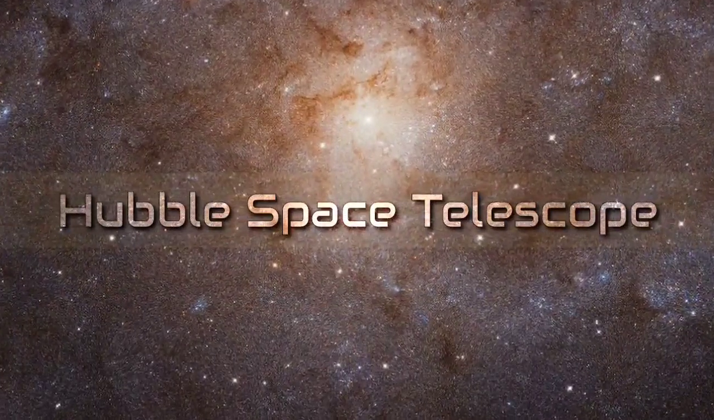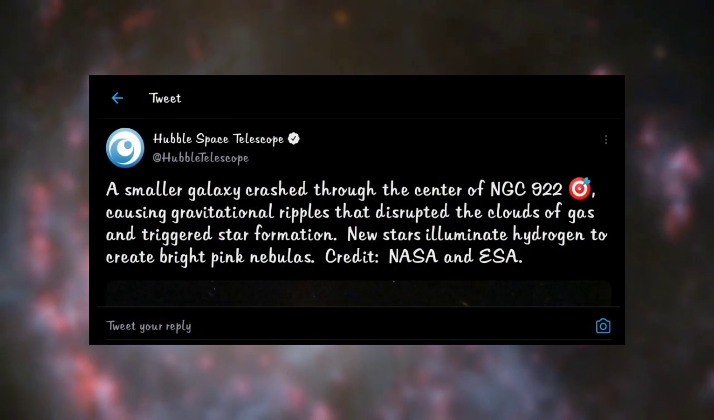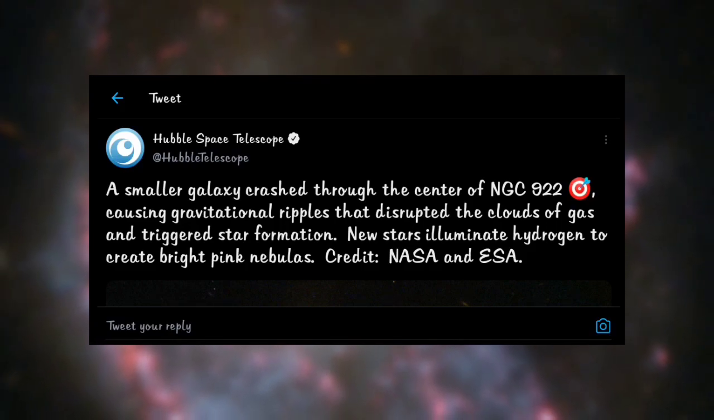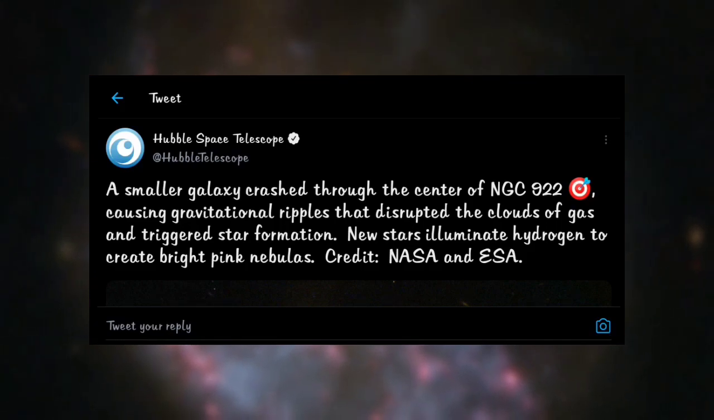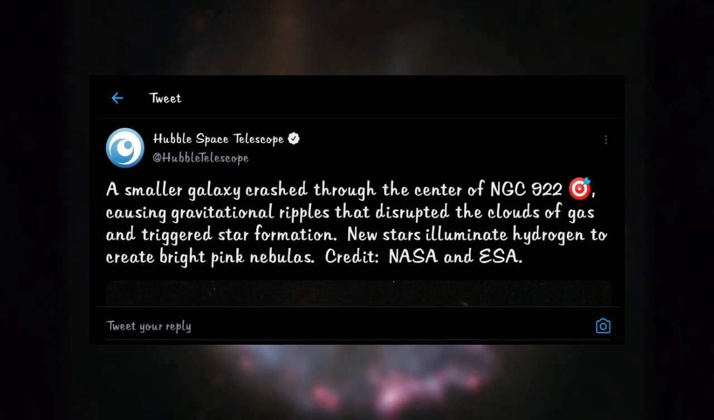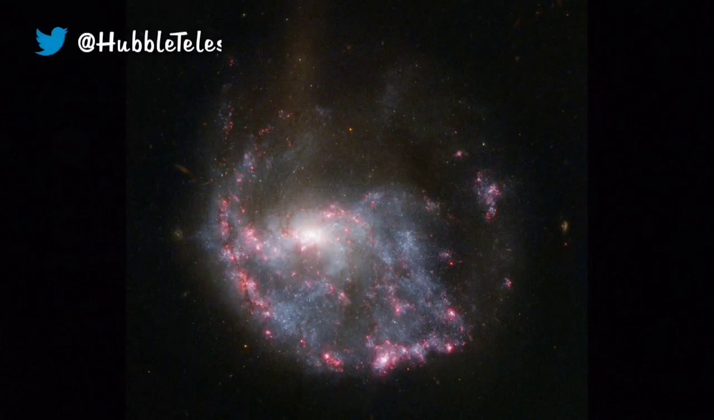Hubble Space Telescope. A smaller galaxy crashed through the center of NGC 922, causing gravitational ripples that disrupted the clouds of gas and triggered star formation. New stars illuminate hydrogen to create bright pink nebulae.